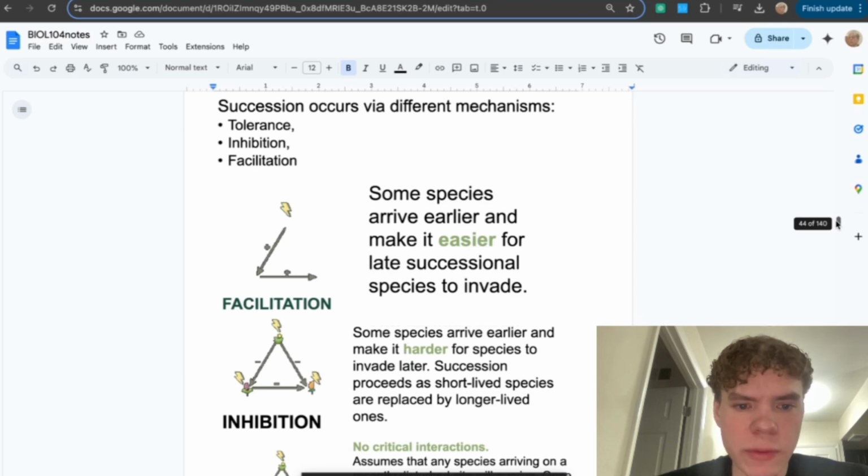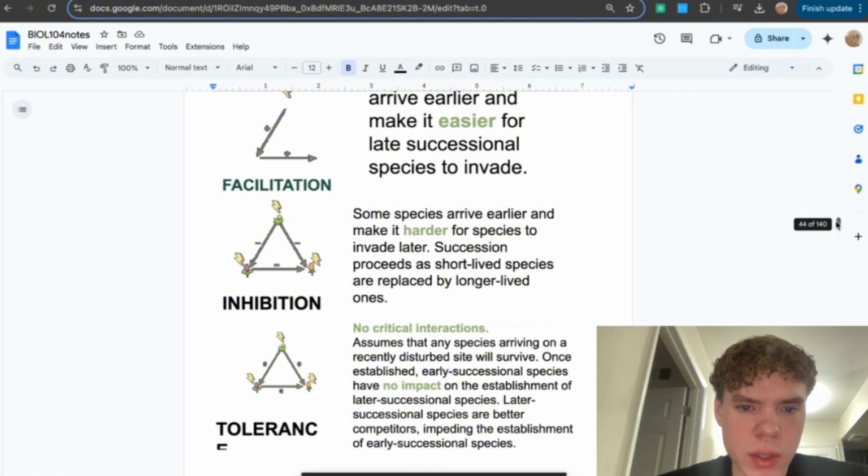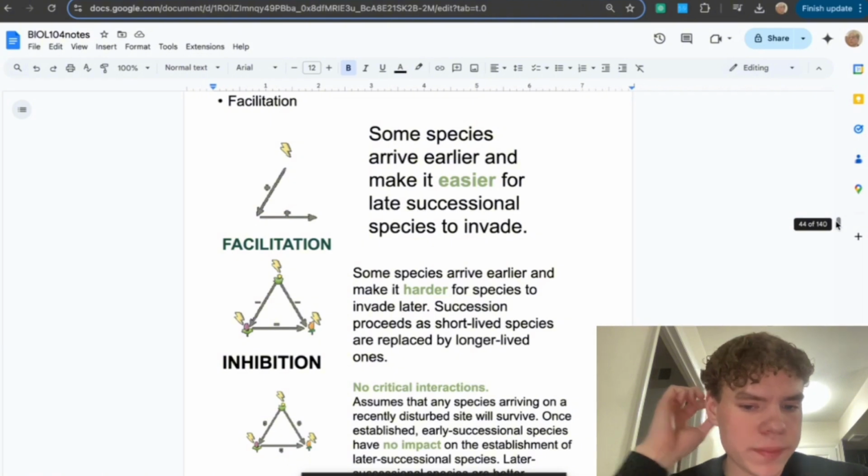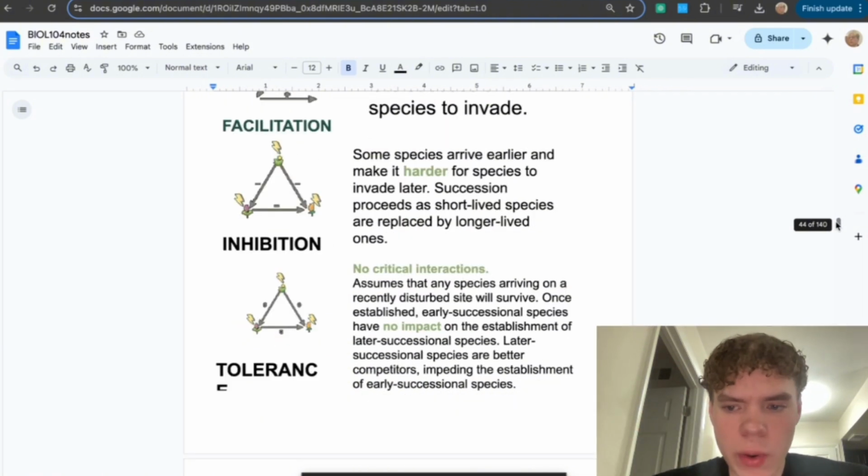Succession occurs via different mechanisms. We have tolerance, inhibition, and facilitation. Facilitation is when some species arrive earlier and make it easier for late successional species to invade. Inhibition is when some species arrive earlier and make it harder for species to invade later. Tolerance is when there is no interaction.